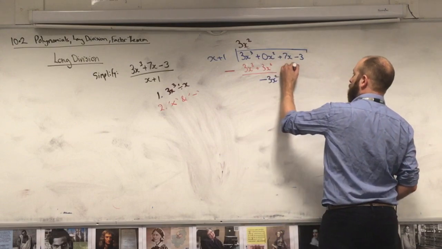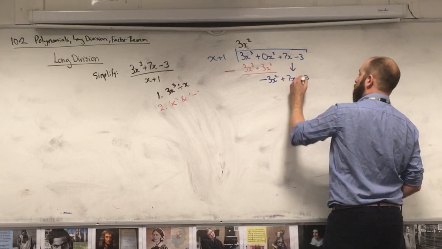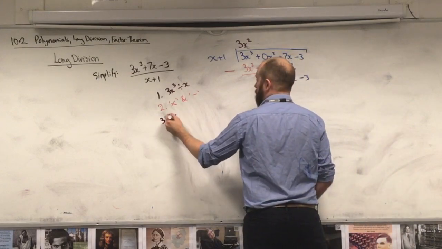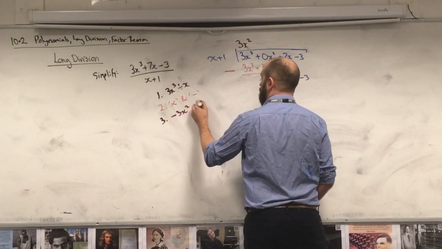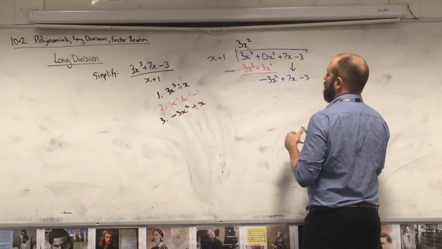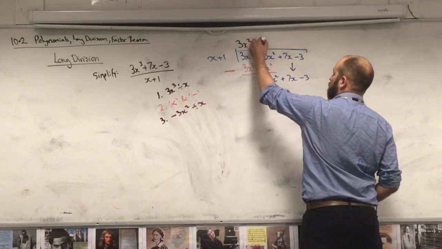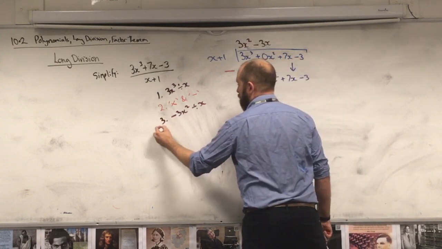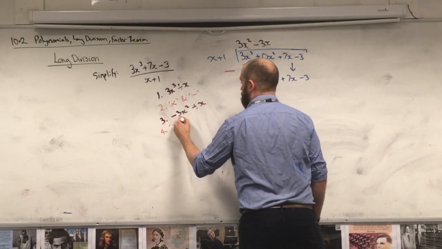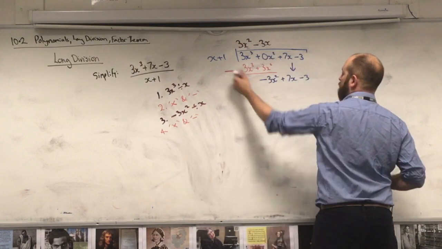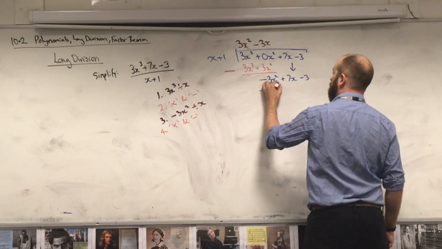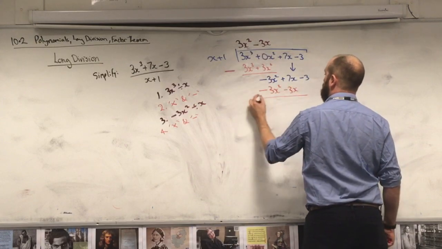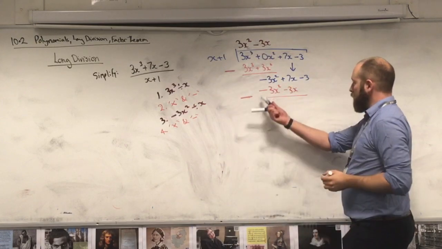So let's drop down the other bits, so plus 7x minus 3. And we go again with the division, so step 3, it's going to be minus 3x squared divided by x, which is going to give us minus 3x this time. And then we times and subtract. 3x times that gives us minus 3x squared. 3x times that is minus 3x. Subtract those, that goes to 0.